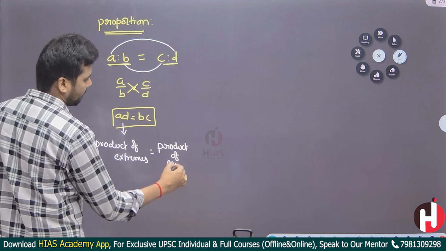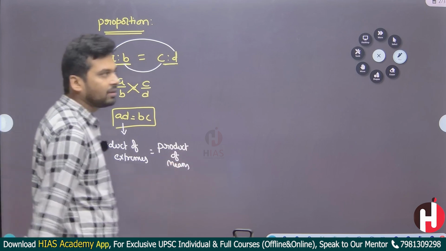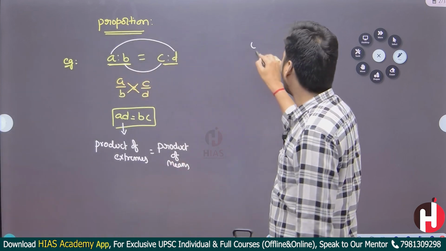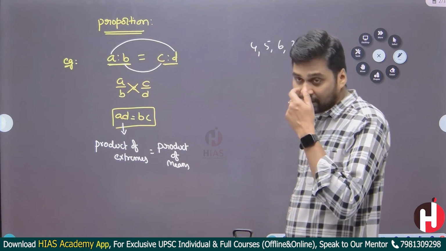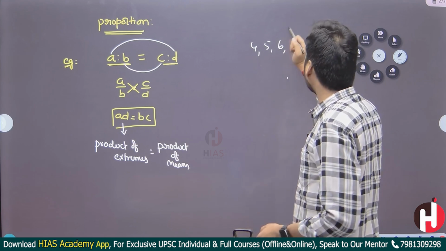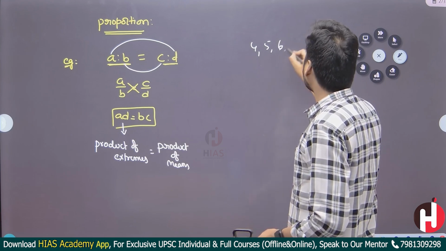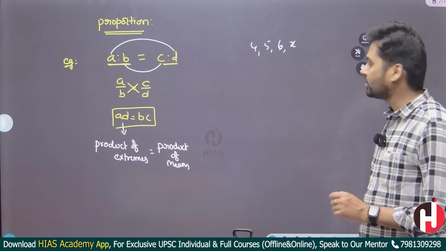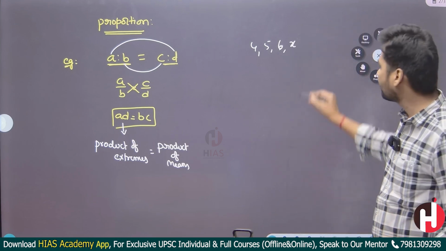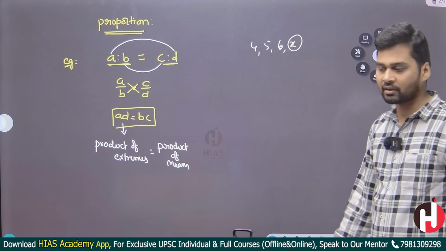Okay. So you will be given some numbers like this: 4, 5, 6, and let's say x. If 4, 5, 6, x are in proportion, then what is the value of x? The problem will be given like this.